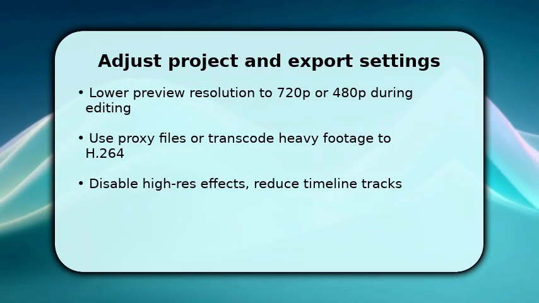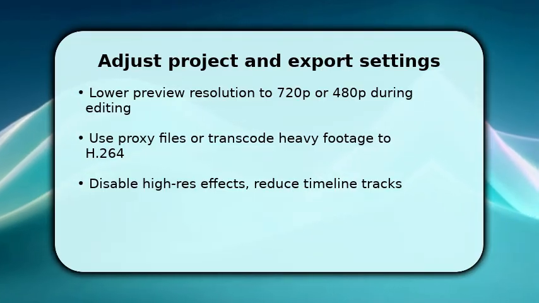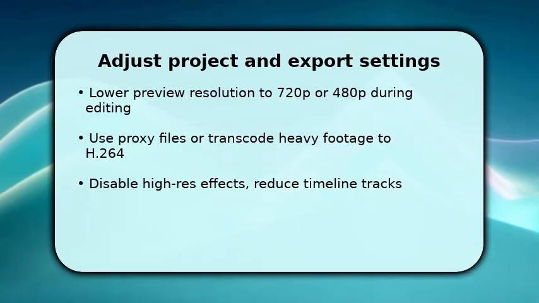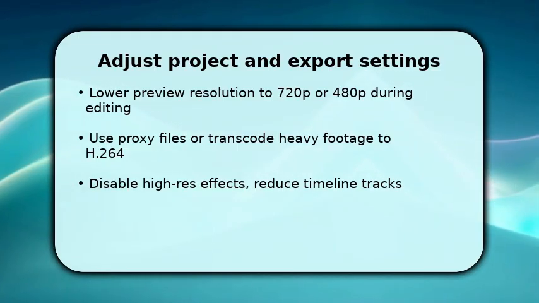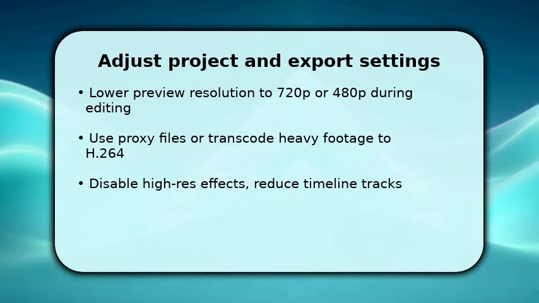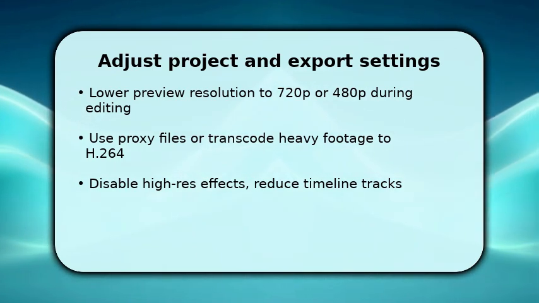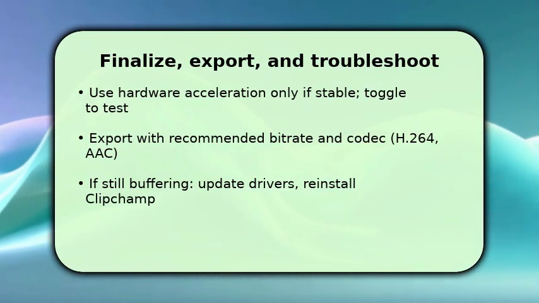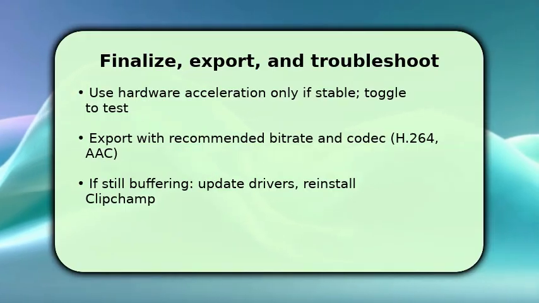Once proxies are active, remove or disable expensive effects like noise reduction and 3D transforms, and consolidate or mute unused timeline tracks. These steps you finish by securing stable hardware and export settings. Test hardware acceleration, turn it on if your GPU is supported, but turn it off if it introduces stutter. Make sure to test both because driver compatibility varies.